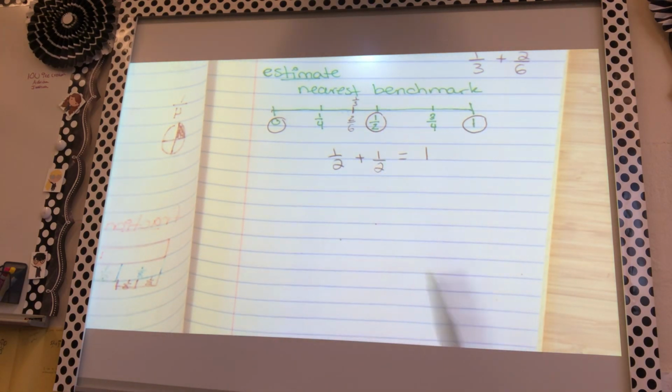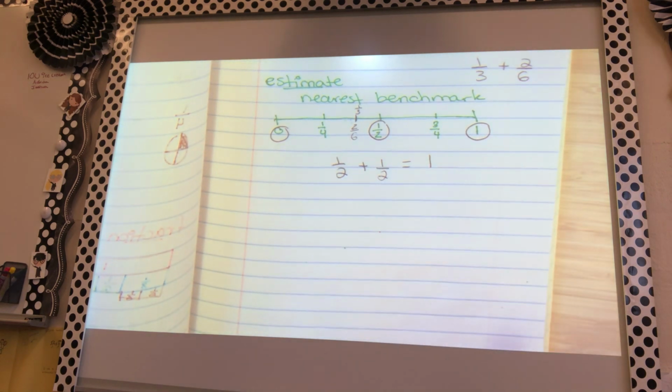So remember, whenever you estimate, it's just to get a nearby number. It's not necessarily to get the exact number or super close, because they're just supposed to be really quick facts that you can do to see where you should end up. Make sure you're not in the hundreds place when you should be in the tenths place.